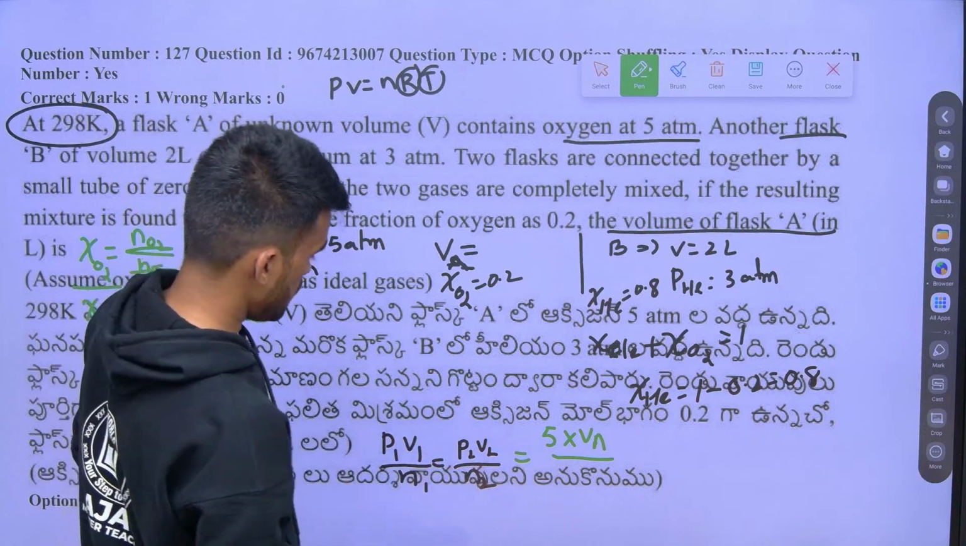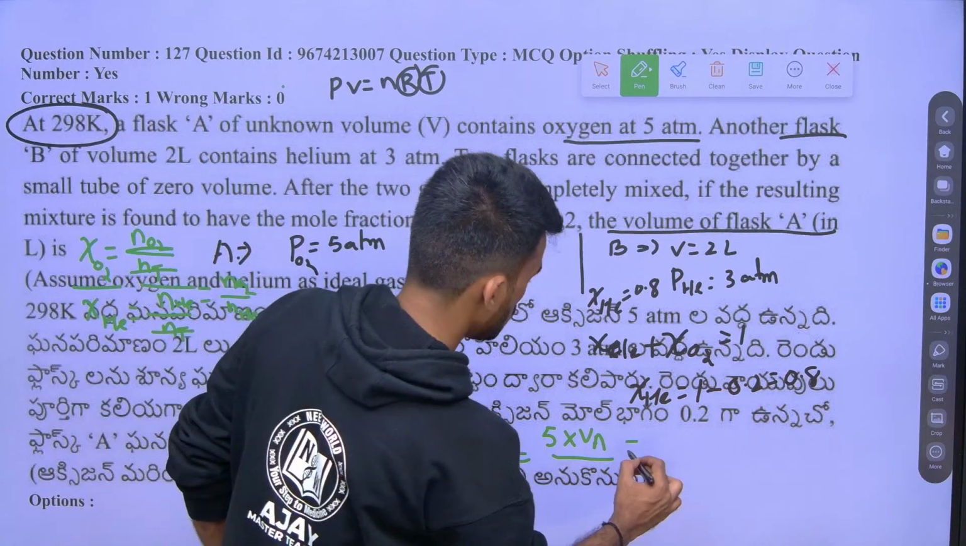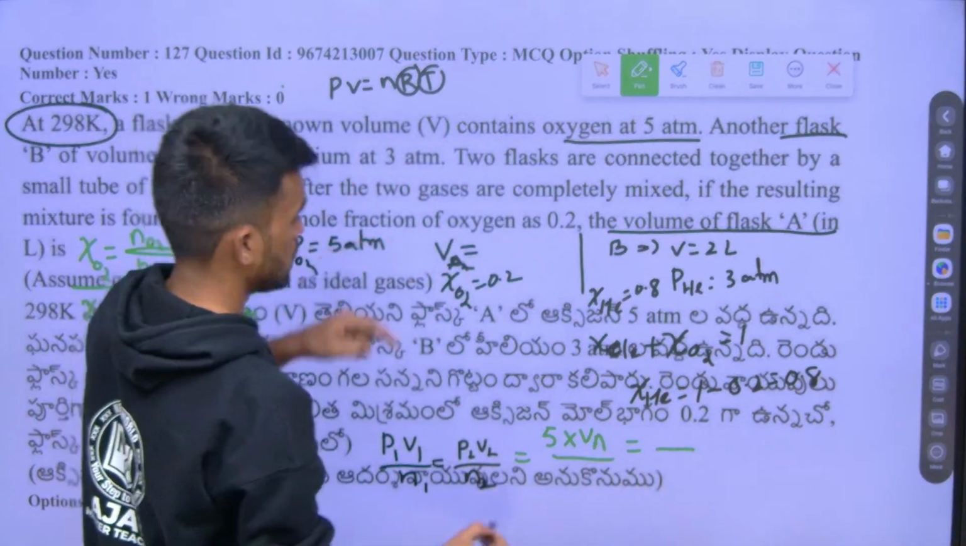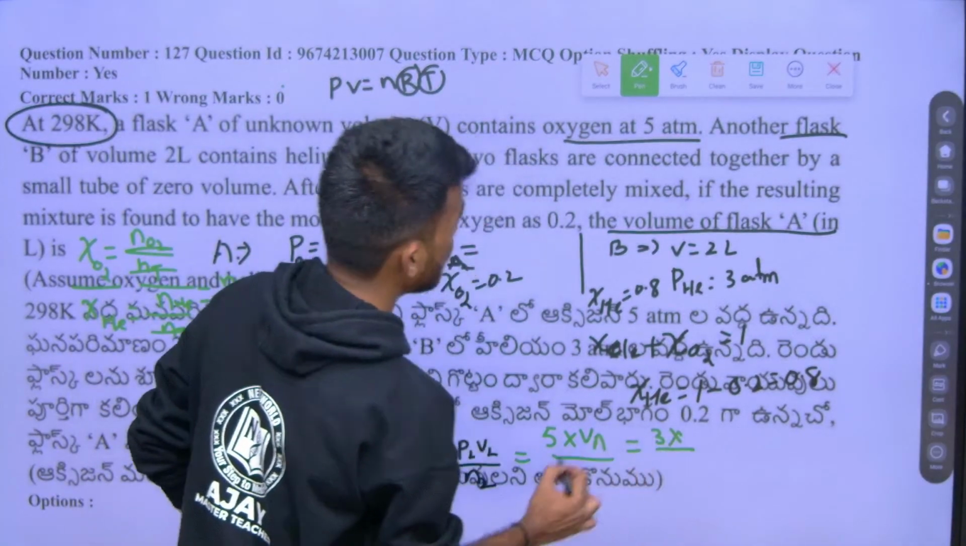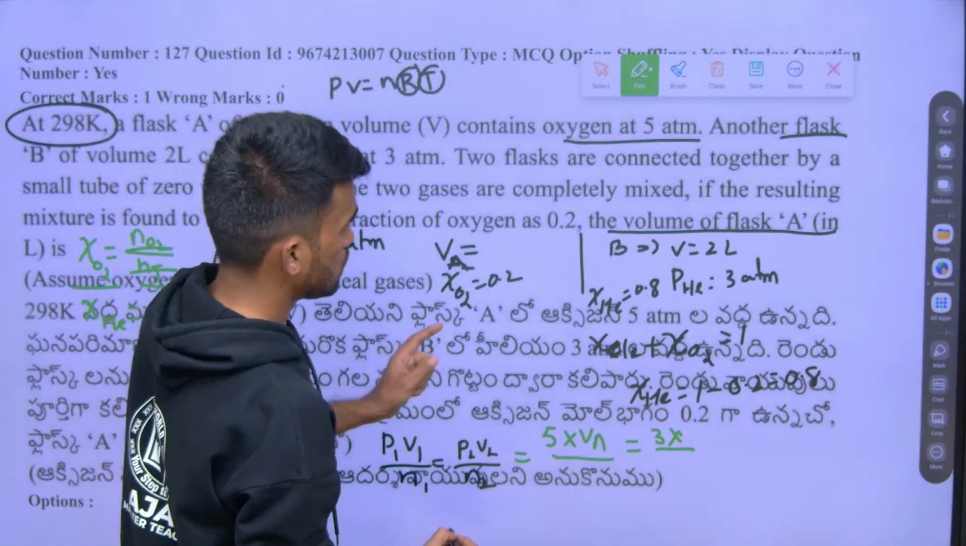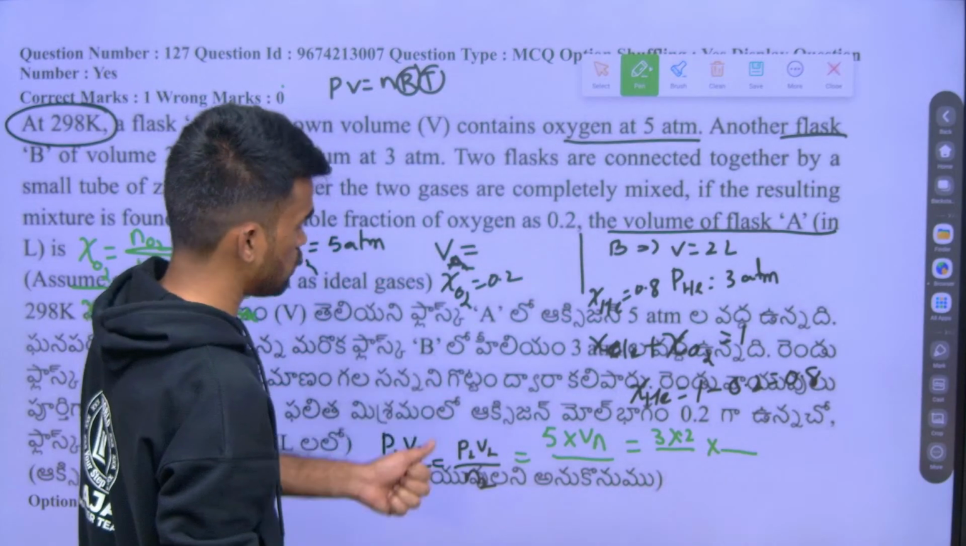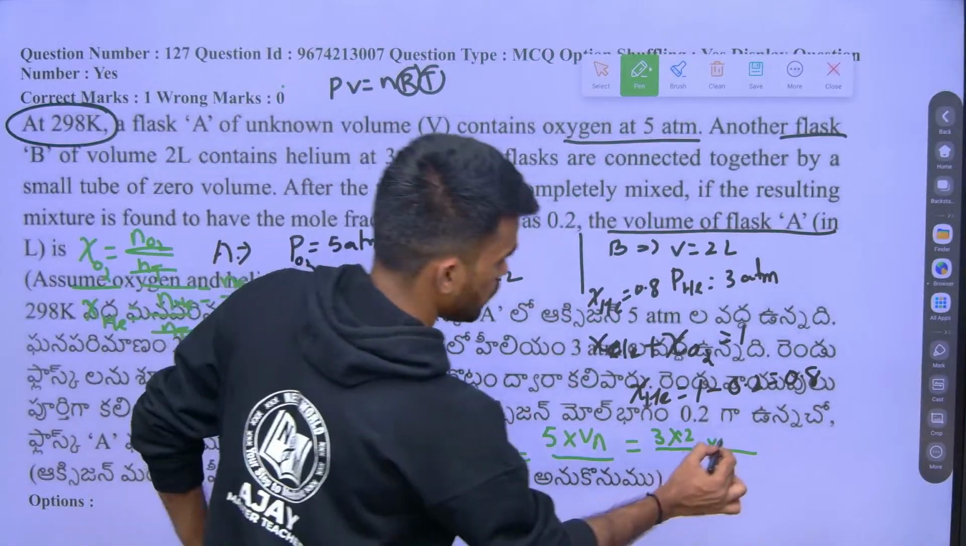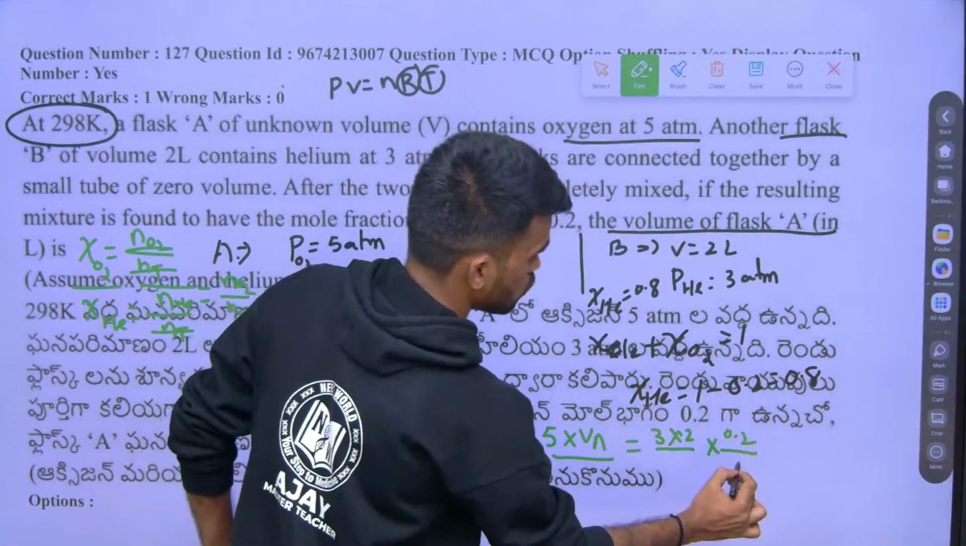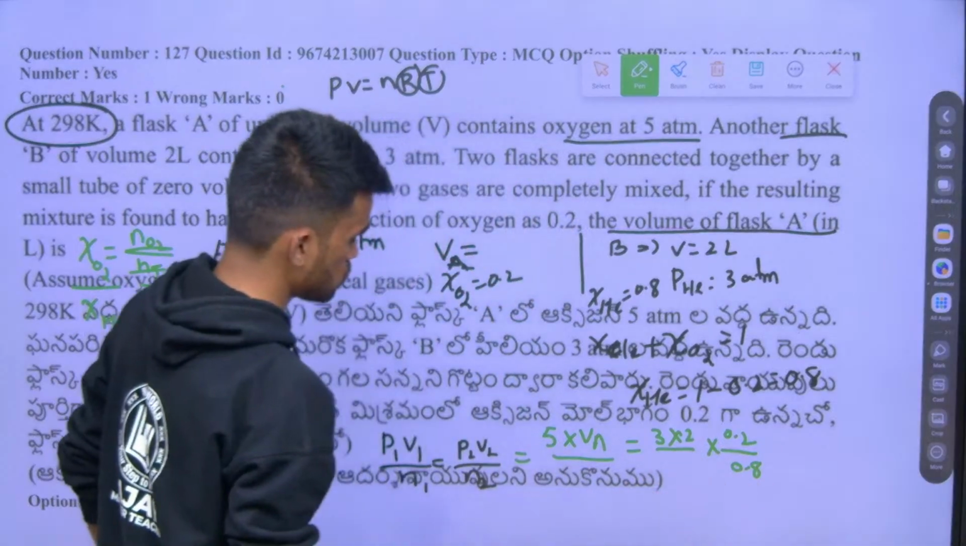Then next what we have here? P2. P2 is how much they mentioned? It is 3 atm. And V2 is how much they gave? 2 liters. And what is N1 here? N1 by N2 means N1 is 0.2 and N2 is 0.8. That's it. We are almost done with the question.